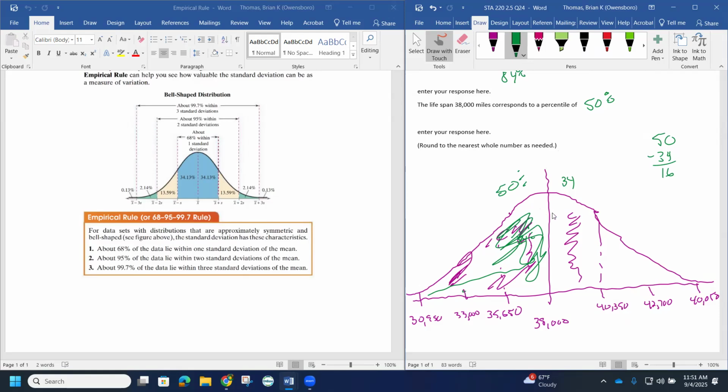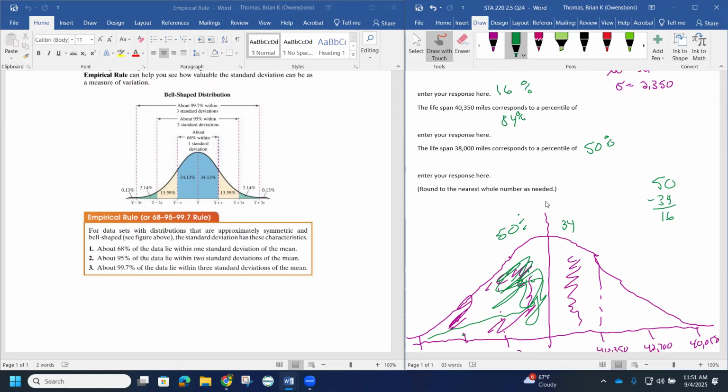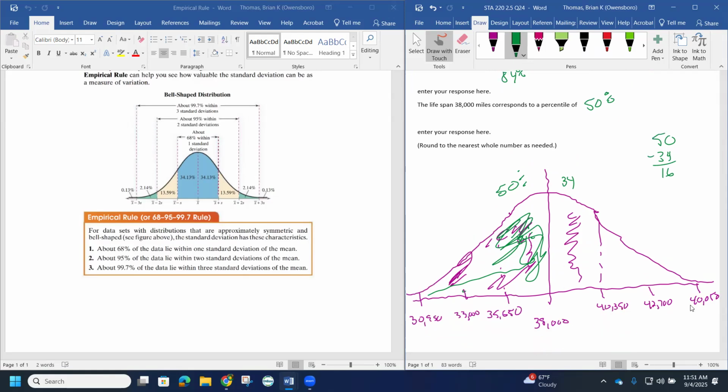Okay, so those are your answers. You use the empirical rule as a shortcut. We don't actually have to use the z-scores here per se yet. We will use these scores later on, but we can just use the empirical rule since those numbers fall nicely on our graph.